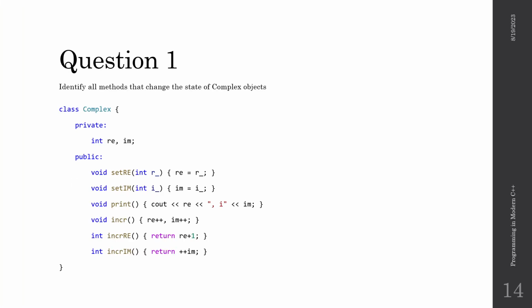So now we come to the exercises. The first question is quite simple. Please try on your own; we'll discuss after 2 minutes. So identify all the methods that change the state of the complex objects.